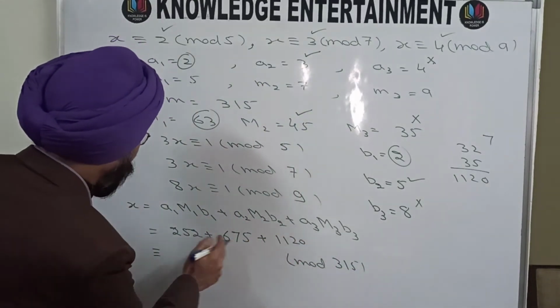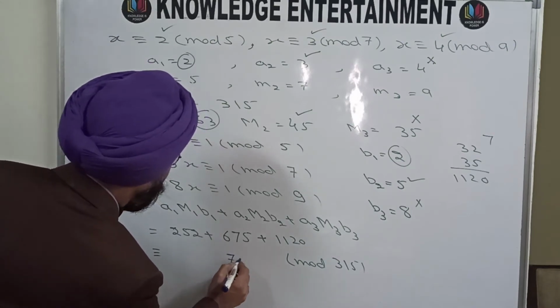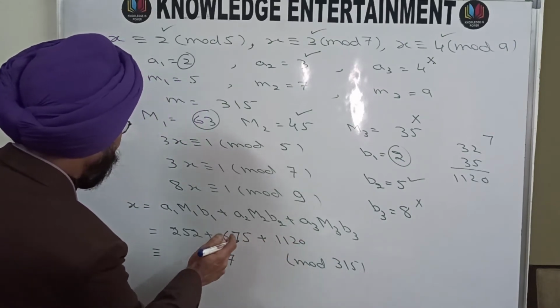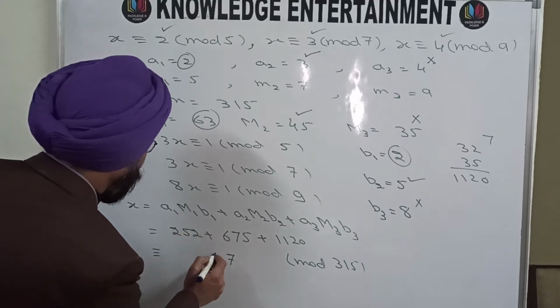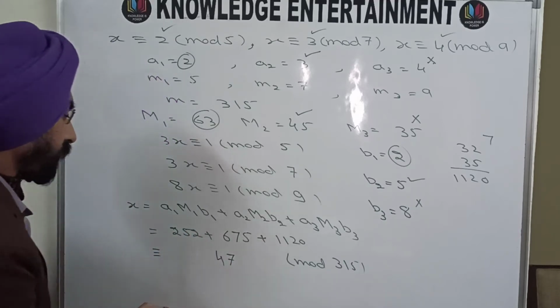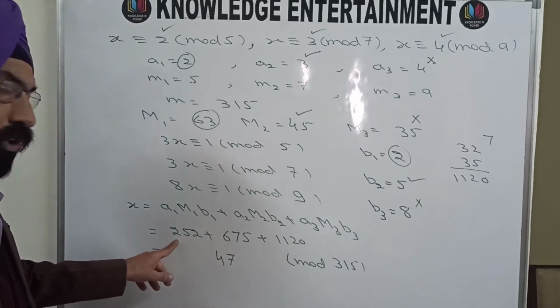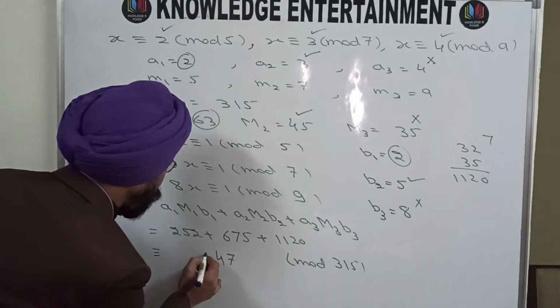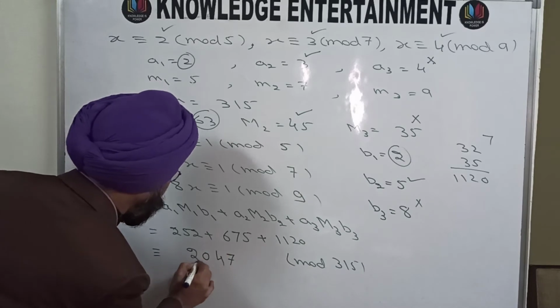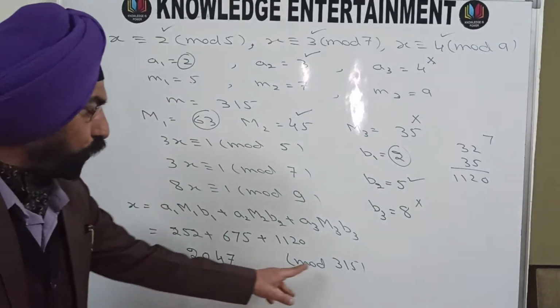That is 0, 5 and 2 is 7. Then 2 and 7, 9, 9 and 5, 14 is 4, 1 carry. 2, 8, 2. 10, 0. So 1 carry is 2. So 2047. But it is modulo 315.